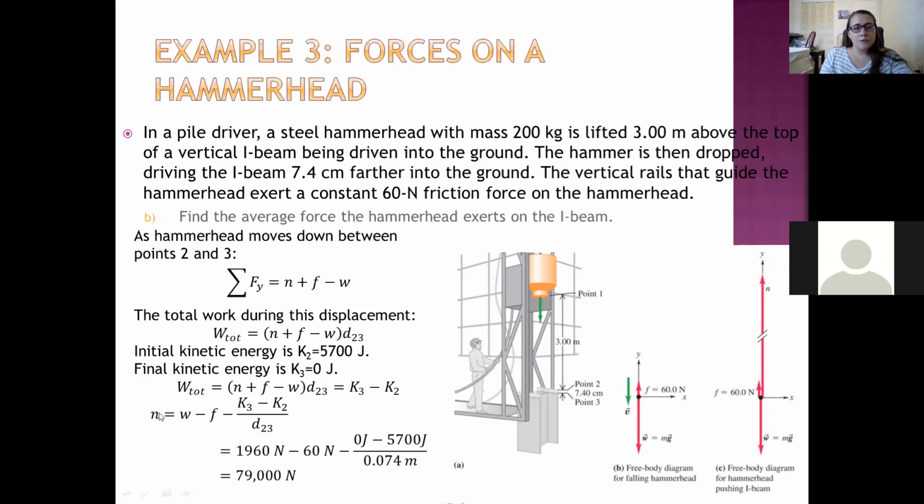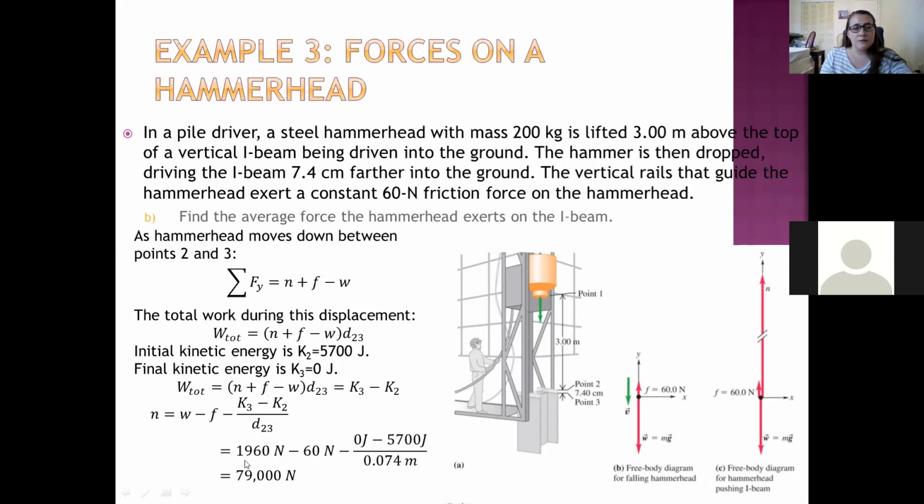So our normal force equals weight minus friction minus that difference in kinetic energy over displacement. So I just took this equation and I rearranged it for normal force because that would be the average force that the hammerhead exerts on the I-beam. That's what we're looking for.